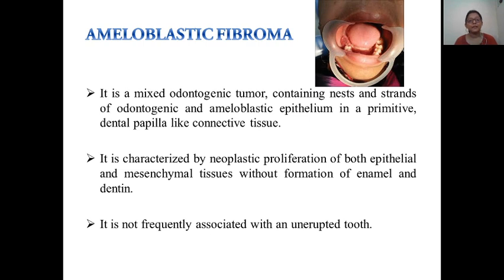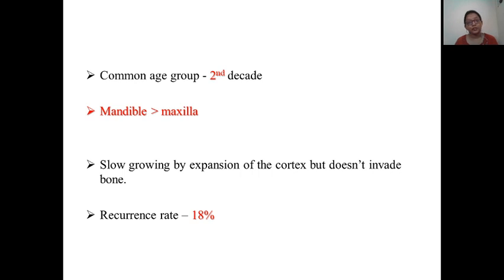Now ameloblastic fibroma. Ameloblastic fibroma, it is a mixed odontogenic tumor containing nests and strands of odontogenic and ameloblastic epithelium in a primitive dental papilla like connective tissue. It is characterized by a neoplastic proliferation of both the epithelial and the mesenchymal tissue without the formation of enamel and dentine. It is not always associated with unerupted teeth. It is not frequently associated. It has a common age group of second decade.